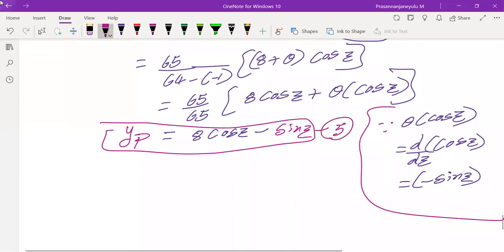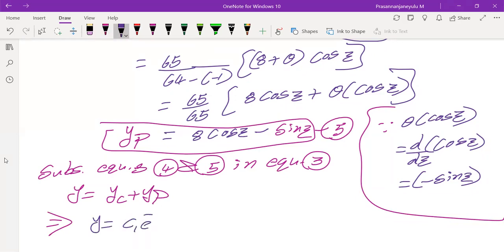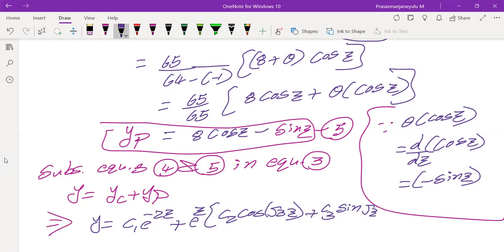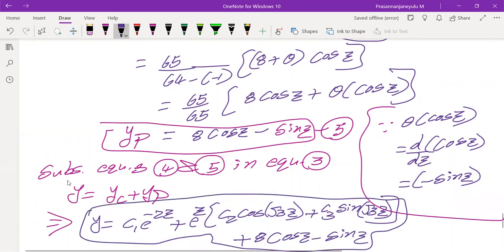What is our next process? Substitute. We got yc and yp, equations 4 and 5, in equation 3. What is equation 3? y equals yc plus yp. Here we have to substitute. That implies y equals yc, where yc is c1 into e power minus 2z plus e power z into (c2 cos of root 3 z plus c3 into sine of root 3 z). This is only yc, plus what is yp? 8 cos z minus sin z. This is the general solution of equation number 2.